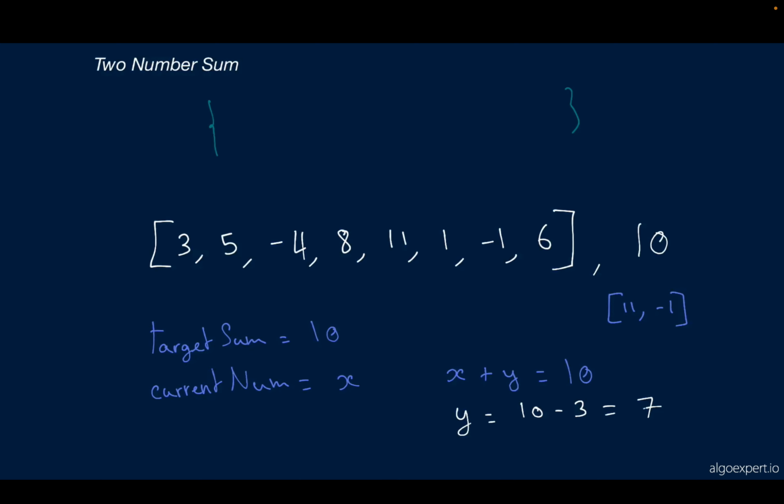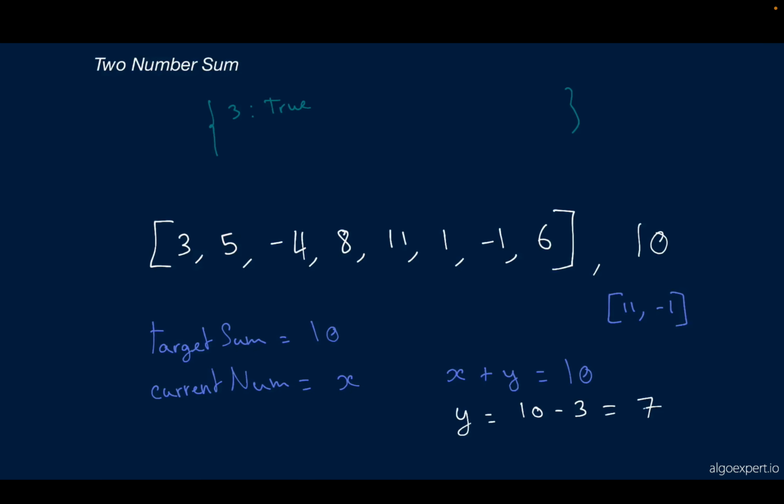But what we can do now is we can store 3 in our hash table. We can store 3 to be true, or whatever value you want to store it as. True here just indicates that, yes, 3 is present in our array. So now we move on to 5.